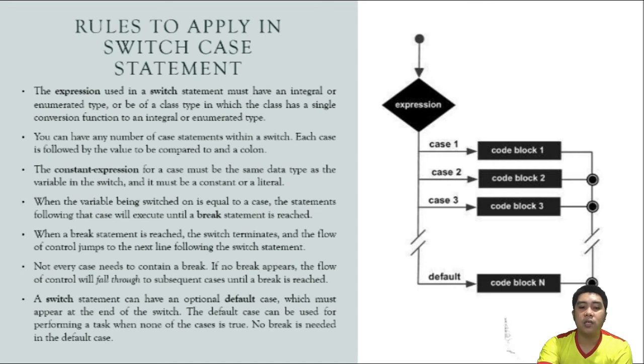When the variable being switched on is equal to a case, the statements following that case will execute until a break statement is reached. When a break statement is reached, the switch terminates and the flow of control jumps to the next line following the switch statement. Not every case needs to contain a break. If no break appears, the flow of control will fall through to subsequent cases until a break is reached.